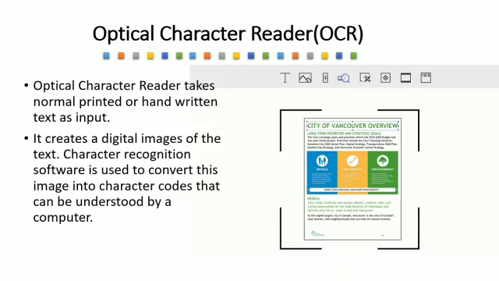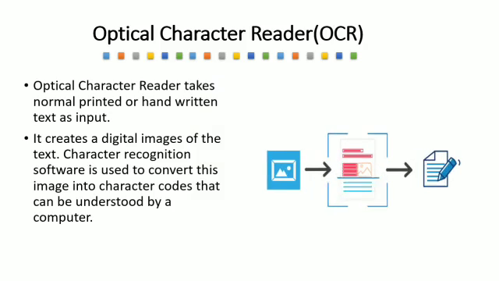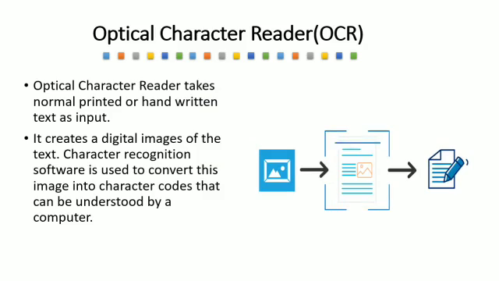So that is OCR. Here in this picture you can see the optical character reader takes normal printed or handwritten text as an input. It creates the digital image of the text. Then character recognition software is used to convert this image into character codes that can be understood by the computer.